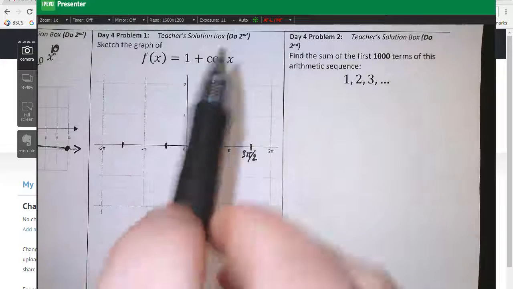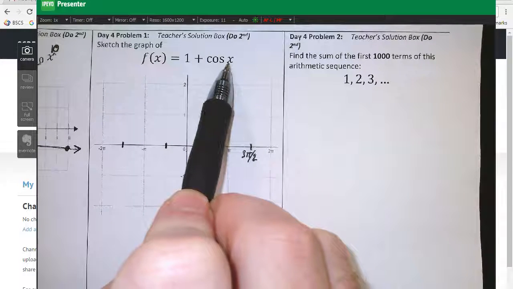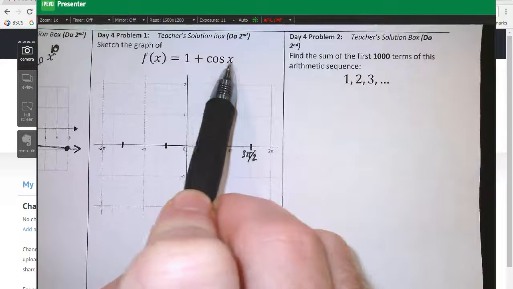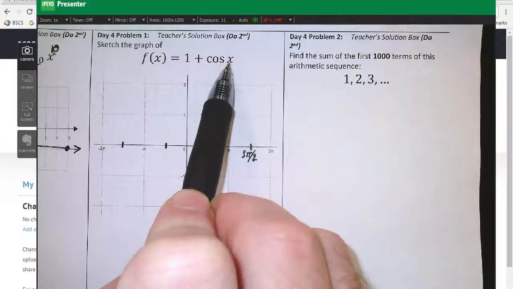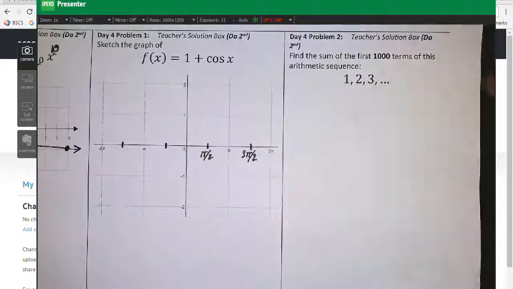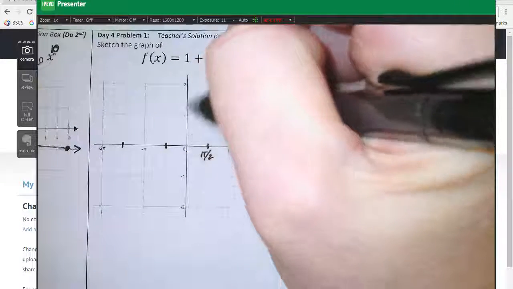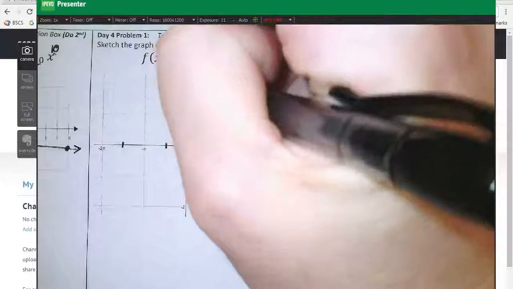Let's start to choose values of x, starting with 0. The cosine of 0 can be found using a calculator or the unit circle. The cosine of 0 is 1. And then 1 plus 1 is 2. So when x is 0, the function turns out to be 2. The dot is up here.